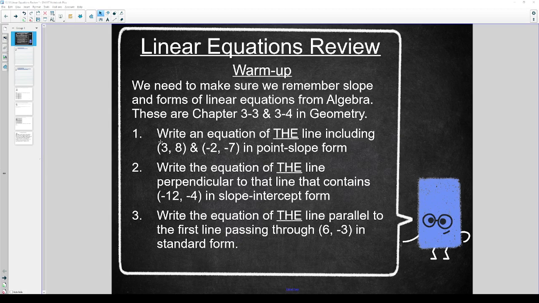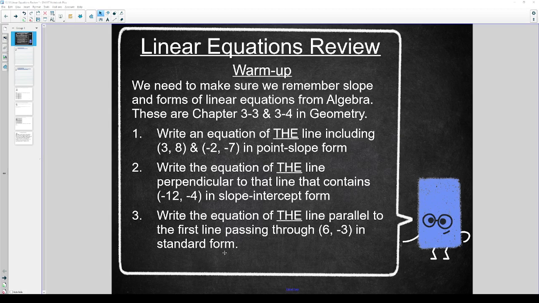In our warm-up, we're going to write some equations of lines. We're going to start with the line including these 2 points. We're going to write it in point-slope form. Then we're going to write an equation of the line perpendicular to that line, going through this point in slope-intercept form. And finally, we're going to write the equation of the line parallel to the first line, going through this point in standard form.